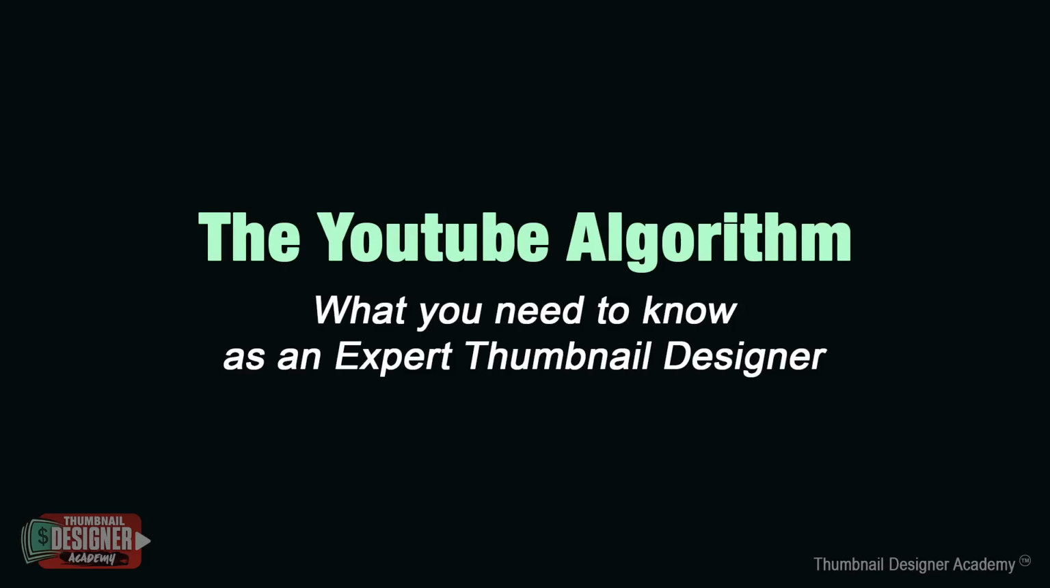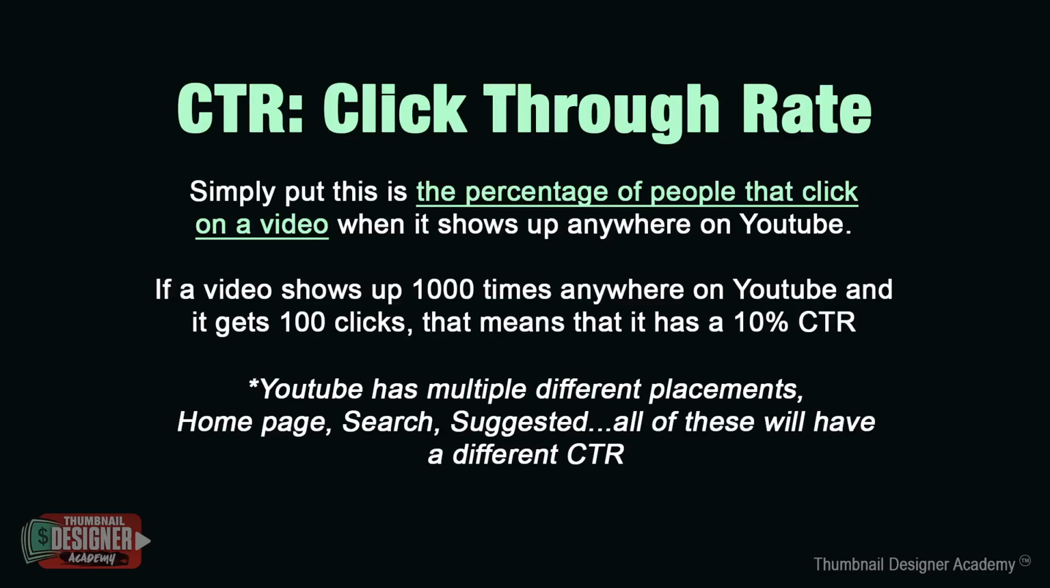So, first off, we have click-through rate, or CTR. Simply put, this is the percentage of people that click on a video when it shows up anywhere on YouTube. If a video shows up 1000 times anywhere on YouTube and it gets 100 clicks, that means that it has a 10% click-through rate. So now there is no standard performance metric when it comes to click-through rate. A video with a 13% click-through rate, for example, might only get 100 views, while another one with a 5% click-through rate might get millions of views.